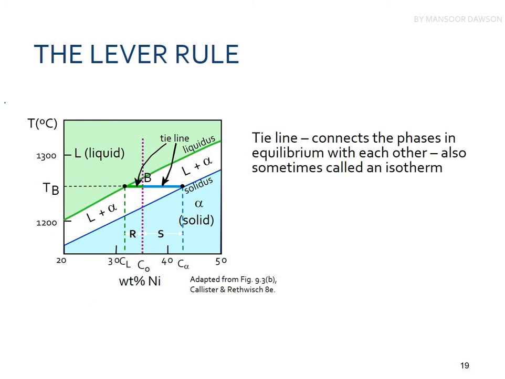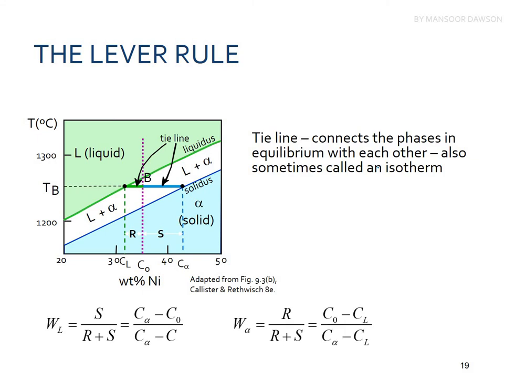You can also study this from the Callister book, William D. Callister. The tie line connects the phases in equilibrium with each other, and is sometimes also called an isothermal line or an isotherm. Again, this is the formula for the lever rule, which gives you the weight fractions of the liquid and the solid.